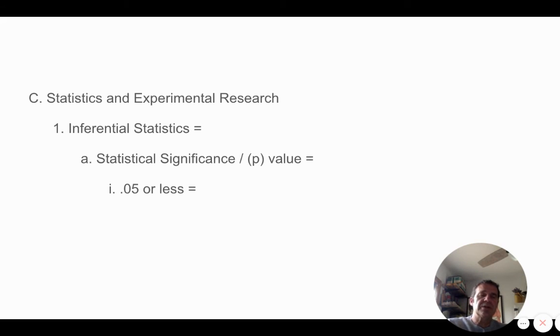And when we do statistics, we're going to talk about statistics in the other types of research as well. But when we do statistics in experimental research, we call them inferential statistics because it's just what it sounds like.